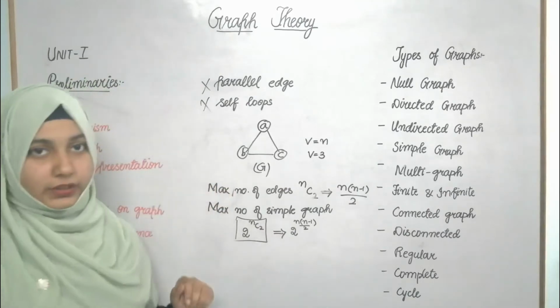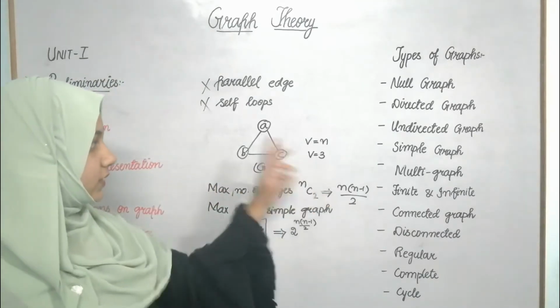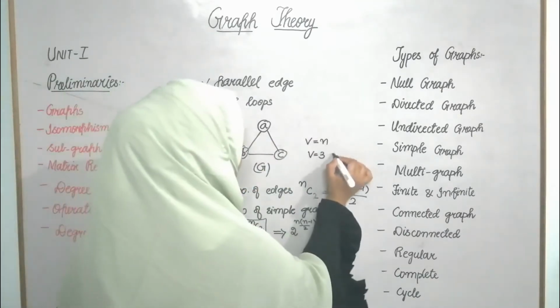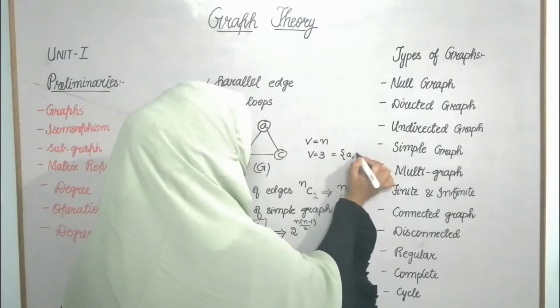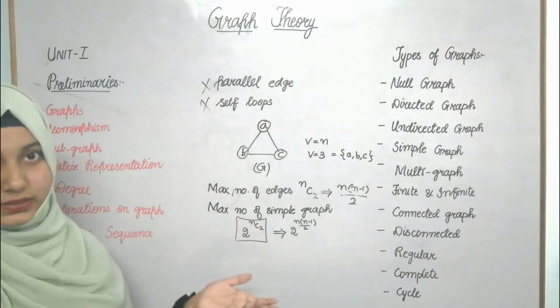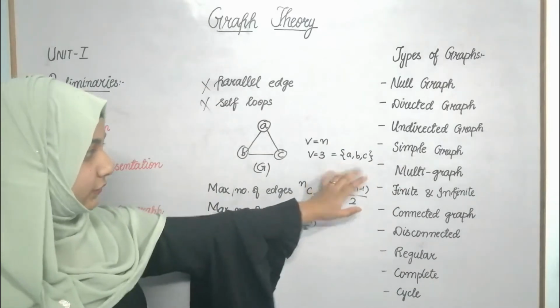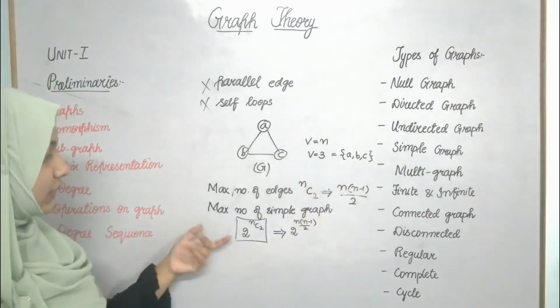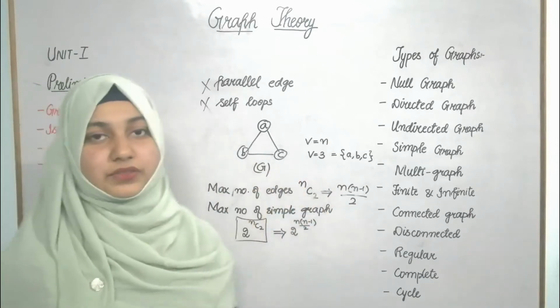ठीक है, आपको ये ग्राफ गिवन है. He is saying that you have got 3 vertices, 3 pair of vertices. You need to find how many possible edges, the maximum possible edges can be formed using these vertices. And also he is asking you how many maximum simple graphs can be possible.